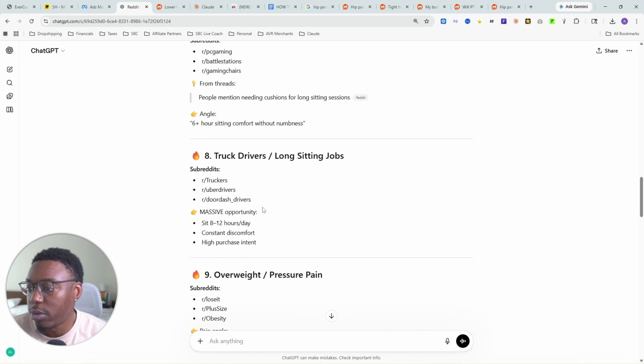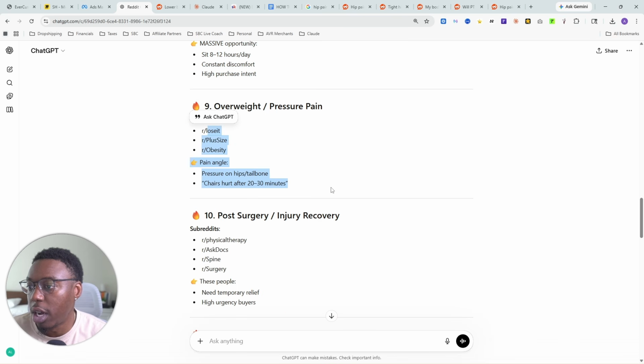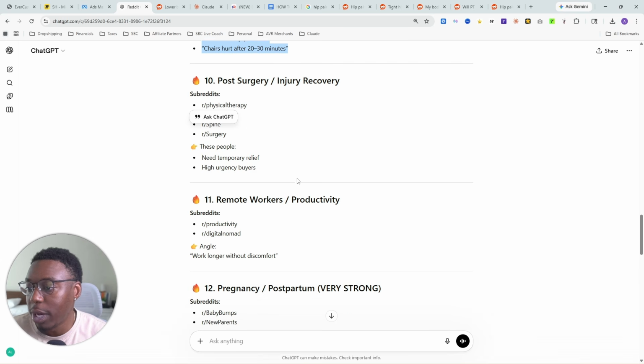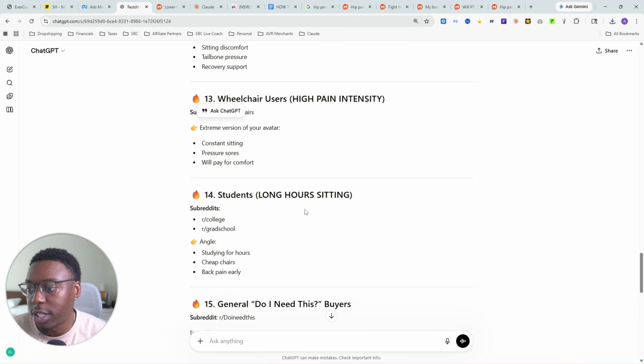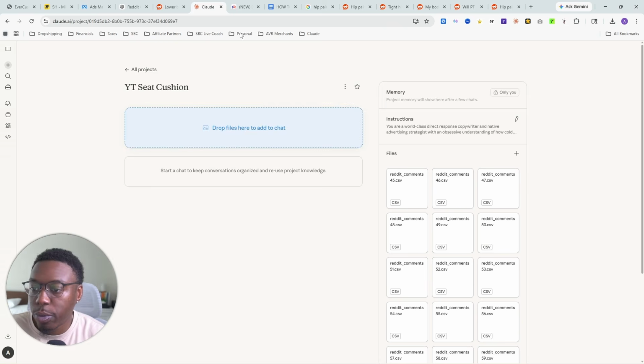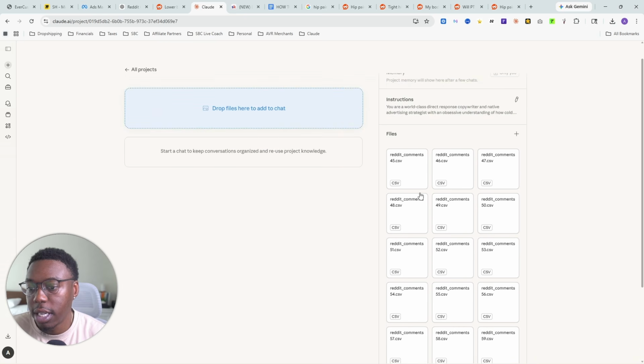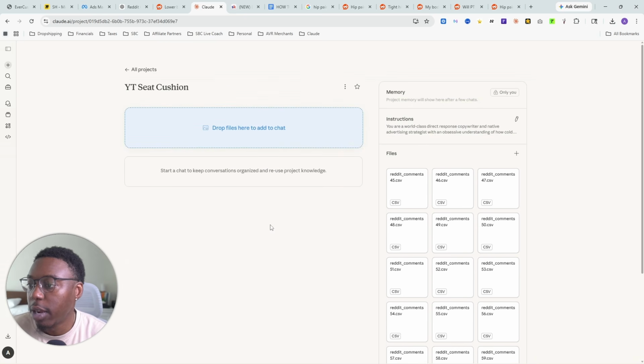So truck drivers, Uber drivers, DoorDashers. These could be other good people to speak to. Pressure, overweight, pressure pain. So we can keep going on and on. As you can see, this ChatGPT prompt is going to help you a lot with that. For the sake of this tutorial, we have a good amount, right? We can agree here. How many do we have? 3, 6, 9, 12, 15, 18, so 21, right? We have 21 different files in here of Reddit forums, and each of these files has so many different comments and forums. So we're pretty much good to go there.